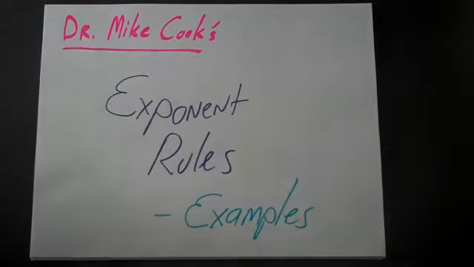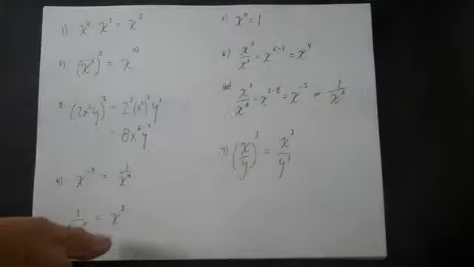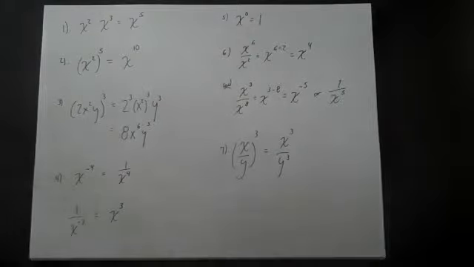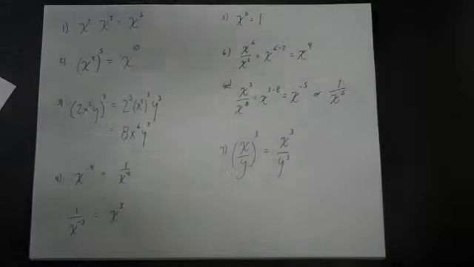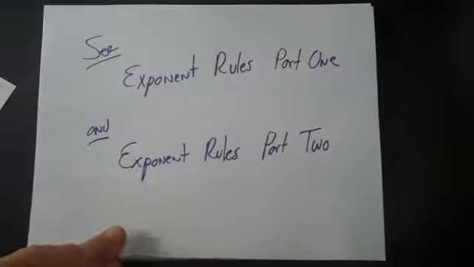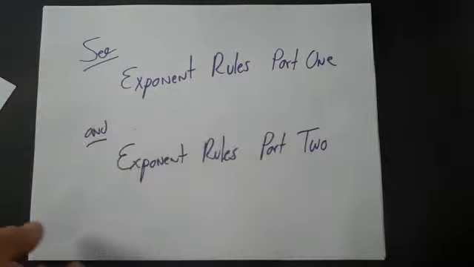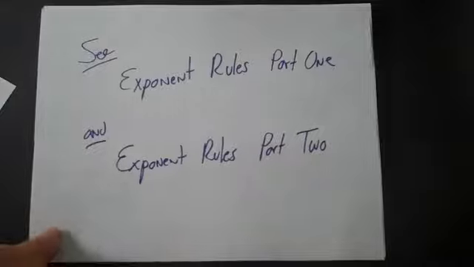Now let's look at some examples of applying exponent rules. The first thing is here are the exponent rules that we're talking about, and these are written as examples, not in symbolic form. If you need some help with these rules, there are two videos. One's called Exponent Rules Part 1 that goes through, I think, the first 4 or so, and then Exponent Rules Part 2. There are some examples there, but I'd like to do some more examples.